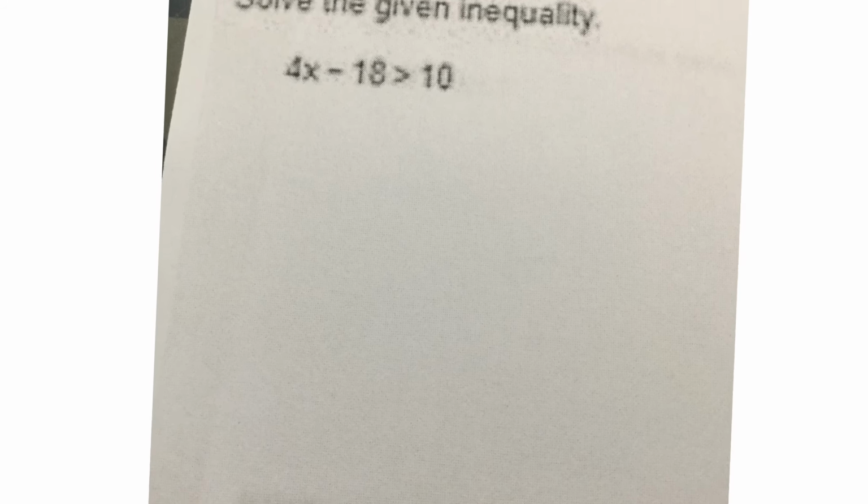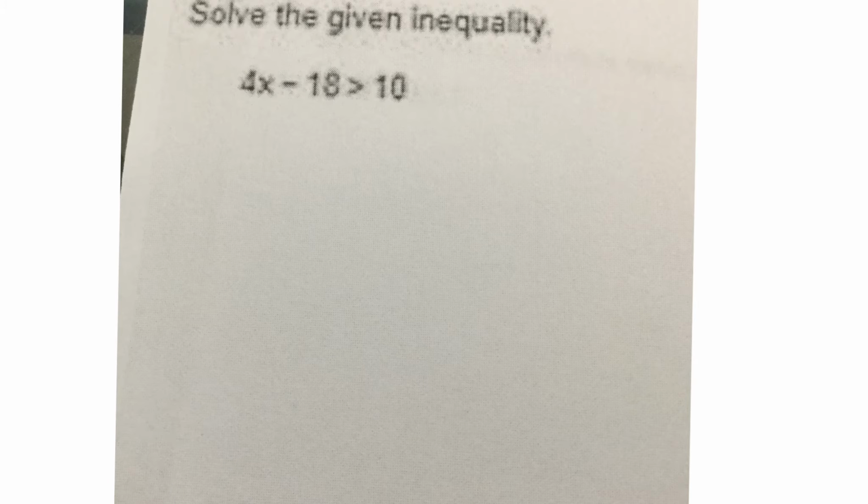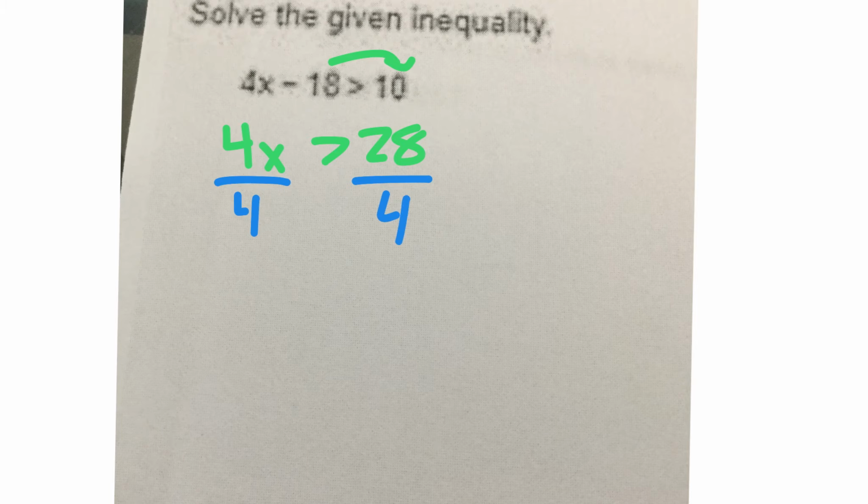Okay, we're given an inequality to solve. 4x minus 18 is greater than 10. So, like we did before, I want to get x by itself. So I move 18 over, it becomes positive. That leaves me with 4x is greater than 28. Now x is being multiplied by 4, so I'm going to divide by 4, which tells me x is greater than 7.